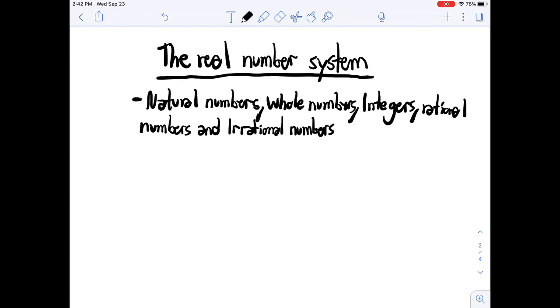Today we're going to learn about the real number system. The real number system includes a whole bunch of types of numbers, all of which are listed here. As you can see, the different types of numbers are natural numbers, whole numbers, integers, rational numbers, and irrational numbers. And we're going to look at examples of each of these types of numbers.